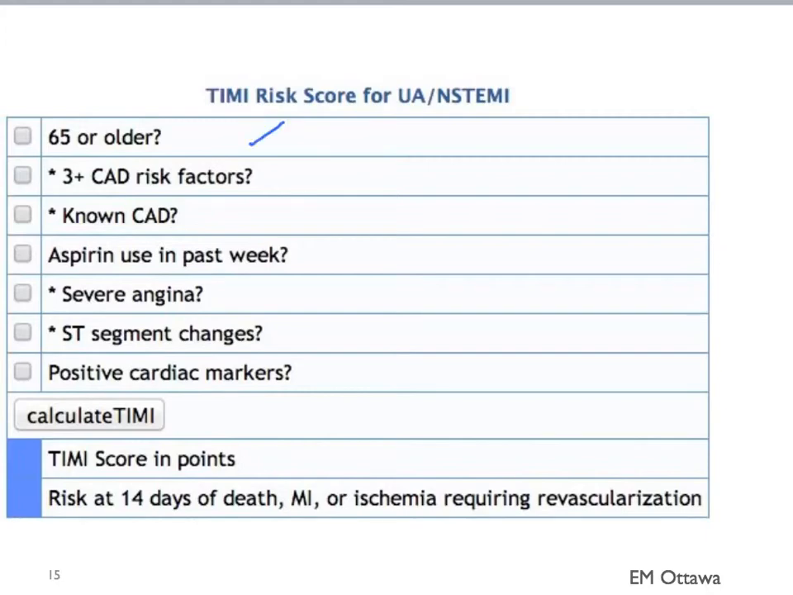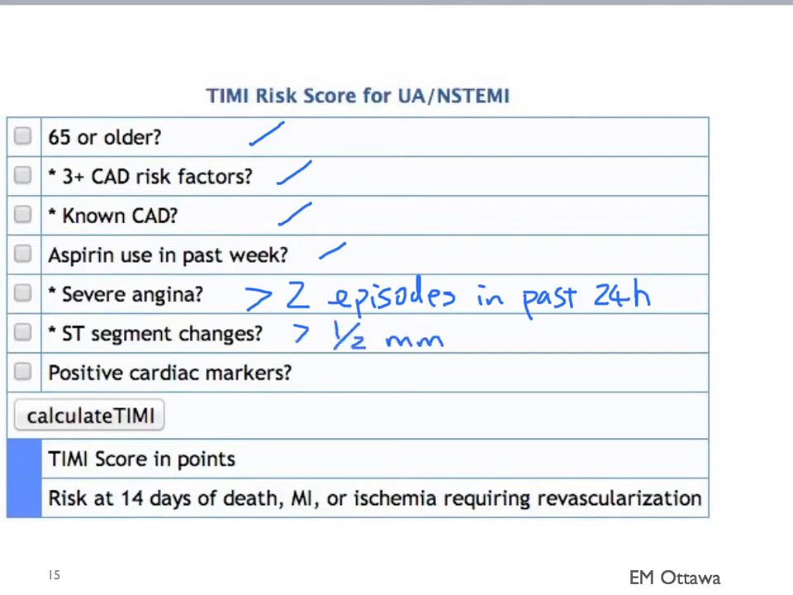First one is age 65 or older. Second one includes more than 3 known coronary artery disease risk factors such as smoking, diabetes, hypercholesterolemia, hypertension, and family history of coronary artery disease. Next point is known coronary artery disease, whether they have used aspirin in the past week, severe angina meaning more than 2 episodes in the past 24 hours, ST segment changes that are more than 0.5 millimeter, and positive cardiac markers. The higher the score, the more aggressive the treatment should be.